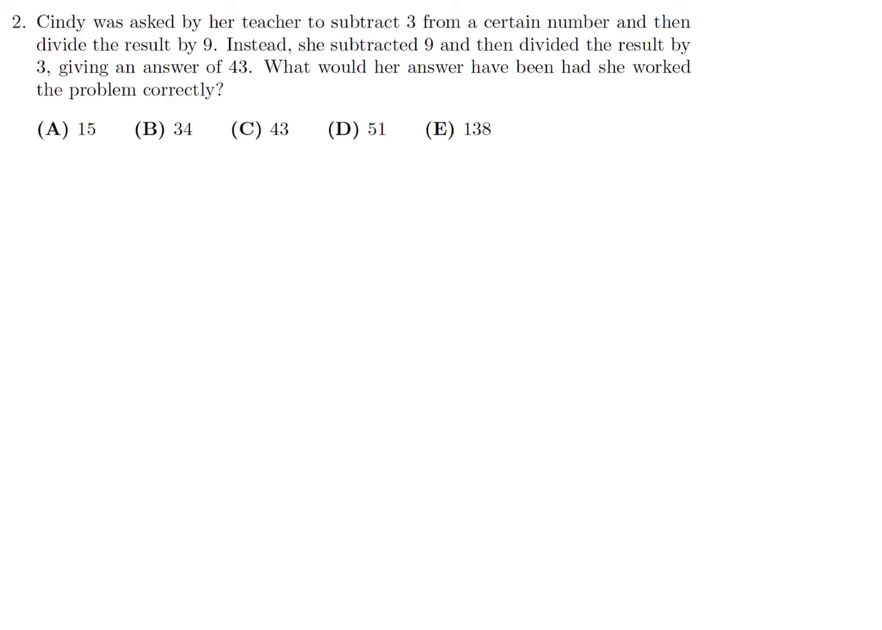Cindy was asked by her teacher to subtract 3 from a certain number and then divide the result by 9. Instead, she subtracted 9 and then divided the result by 3, giving an answer of 43. What would her answer have been had she worked the problem correctly? So let's let x represent the number. She was told to subtract 3 and then divide by 9.